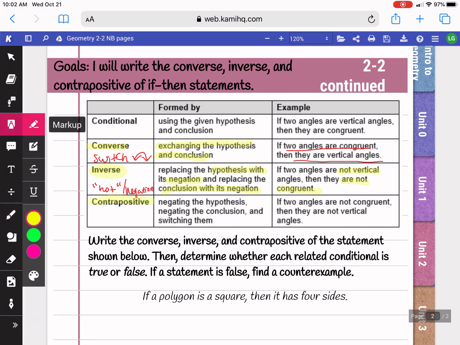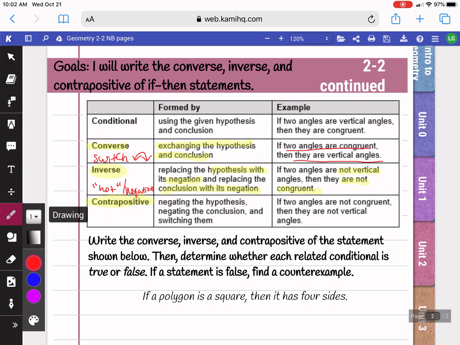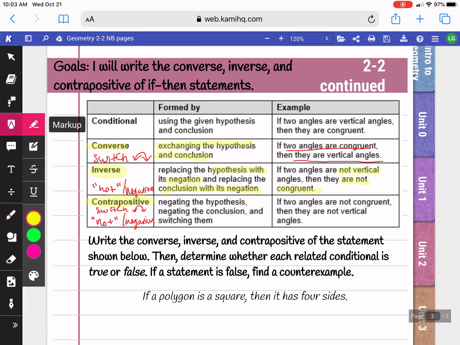To find the contrapositive, you're actually going to do both of these. You're going to switch the hypothesis and conclusion and use the word not. So you're going to switch the hypothesis and the conclusion, and you're going to use the not or the negation of the statement. So instead of saying two angles are vertical and then they are congruent, they switch it. But now they're saying they're not congruent, they're not vertical.